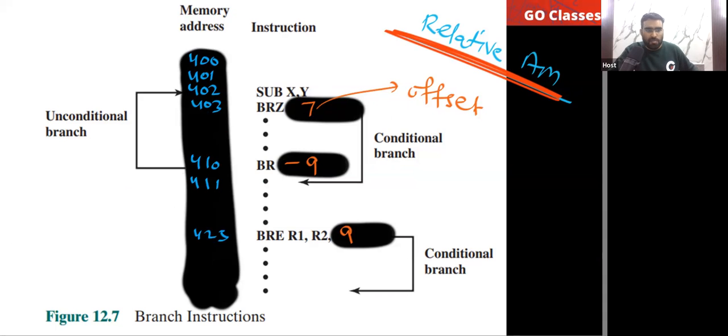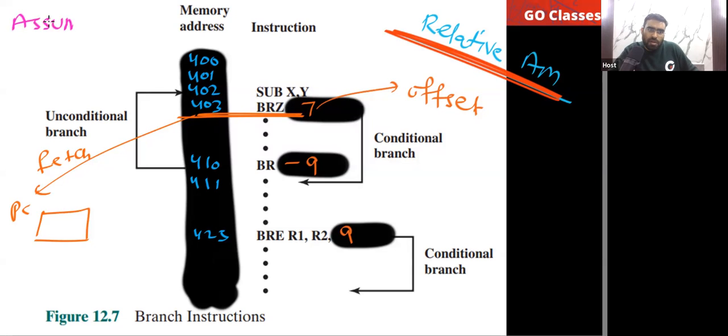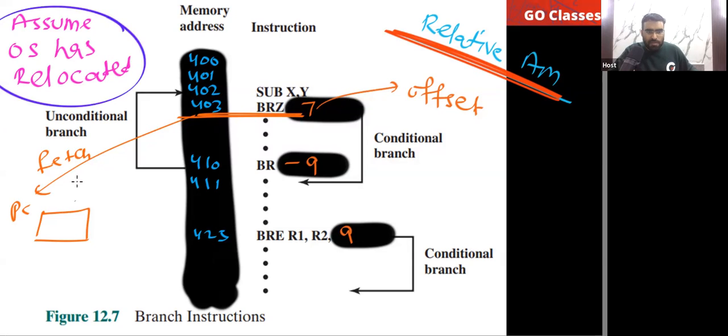Now you can see, because this is relative addressing mode. Tell me, when this address goes to the fetch, when you fetch it, what will be the program counter value? Assume the operating system has relocated. Tell me what the program counter value is. That will be 404. Okay, 404.